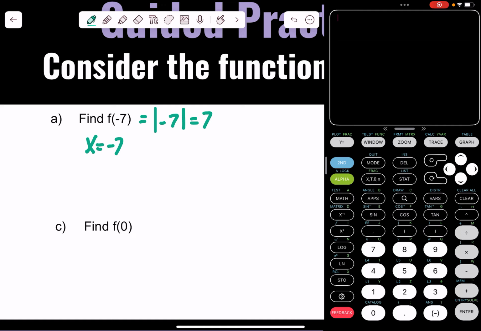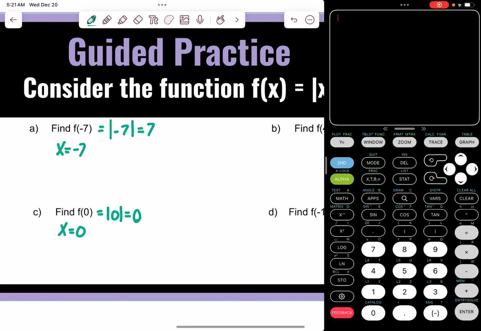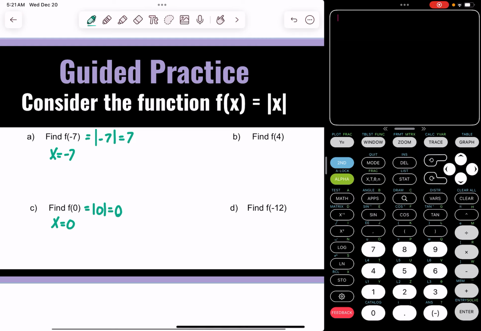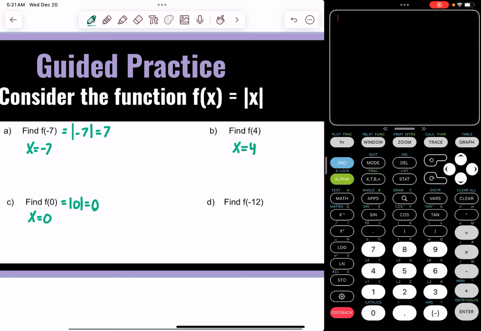Now, if we're trying to find f of 0, that means that we know that x equals 0. And we're trying to find the absolute value of 0, which would just be 0 places away from 0. B, find f of 4. That means that x equals 4, and we want to know what is the absolute value of 4. And 4 would just be 4 places away from 0. And lastly, what is the absolute value of -12? That means we're trying to find out how far -12 is from 0, which is just 12 places away.